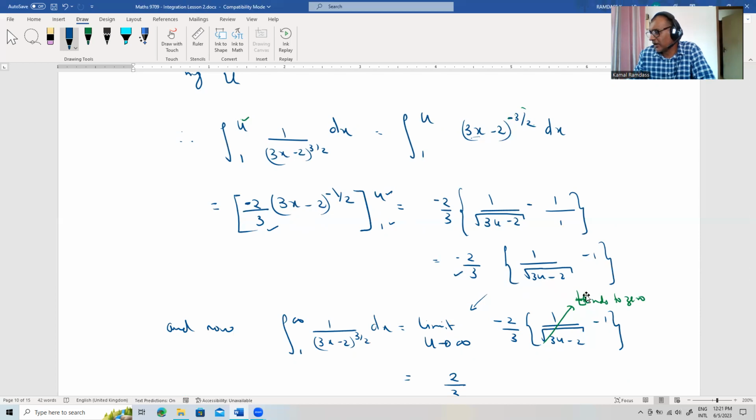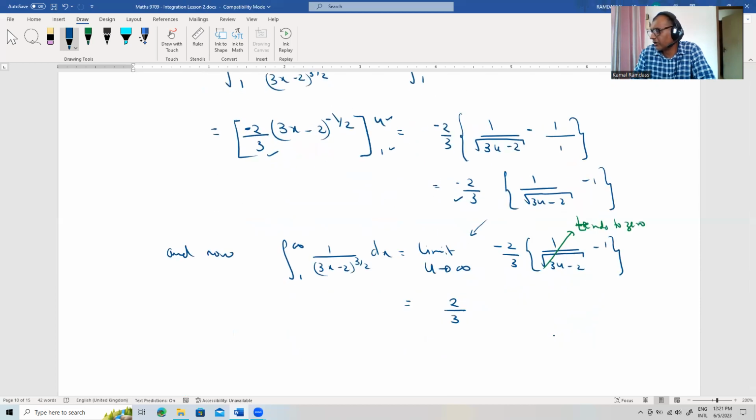Et qu'arrive sa expression-là, when u tends to infinity, bon, 1 over root de infinity, ça veut dire 1 over big number, il peut tends to 0, ça veut dire qu'il peut éliminer, et je gagne minus 2/3 multiplied by minus 1, je gagne 2/3. Ça veut dire, parce que the limit existe when u tends to infinity, je suis capable de dire que integration of 1 to infinity, 1 over 3x minus 2 to the power of 3 over 2, dx is equal to 2/3.